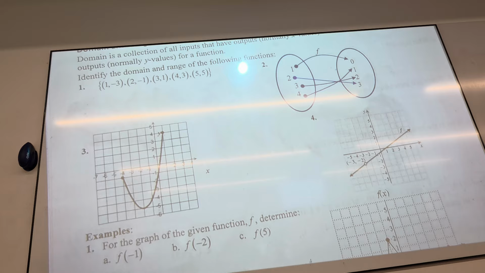What is the domain of that function? Domain is all the inputs that have outputs. Just tell me all the inputs. 1, 2, 3, 4, and 5.